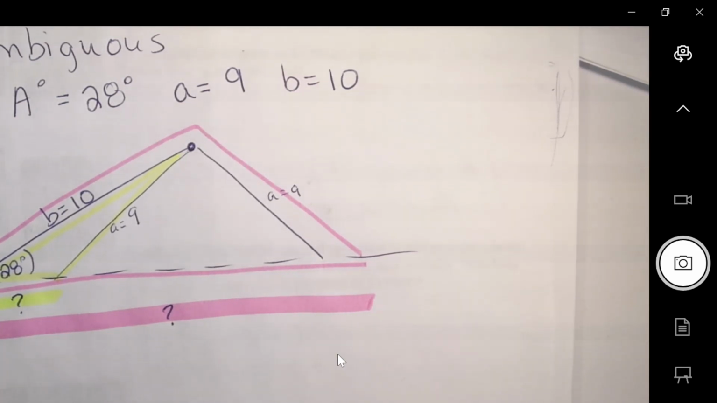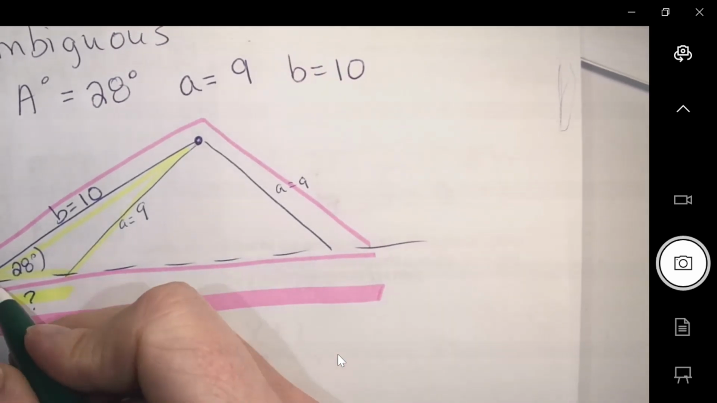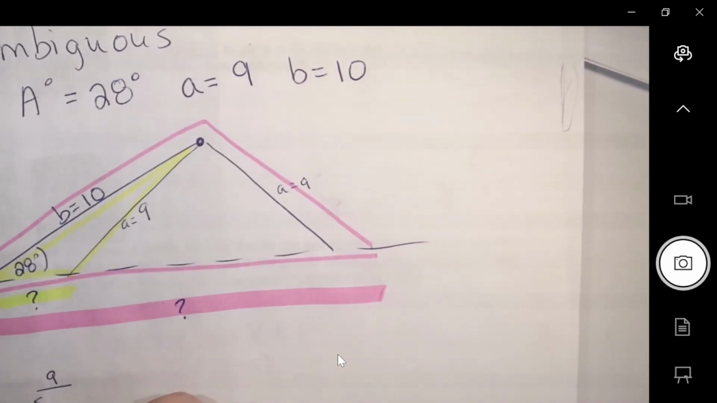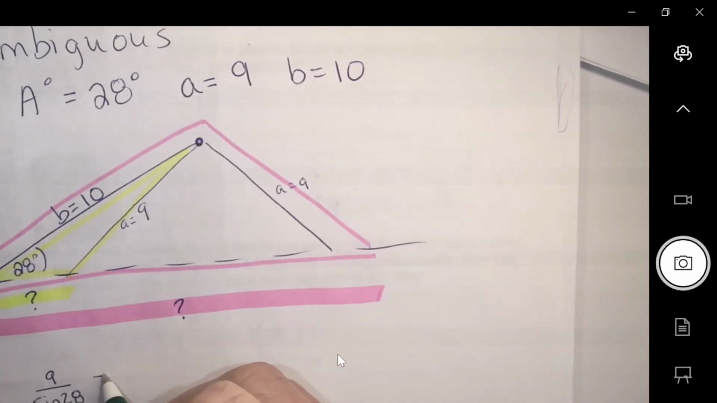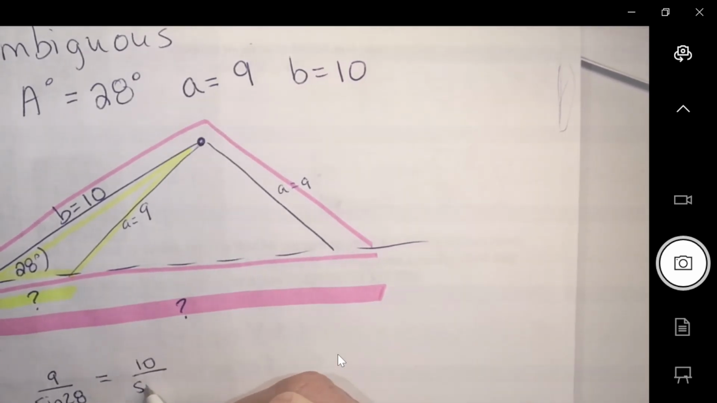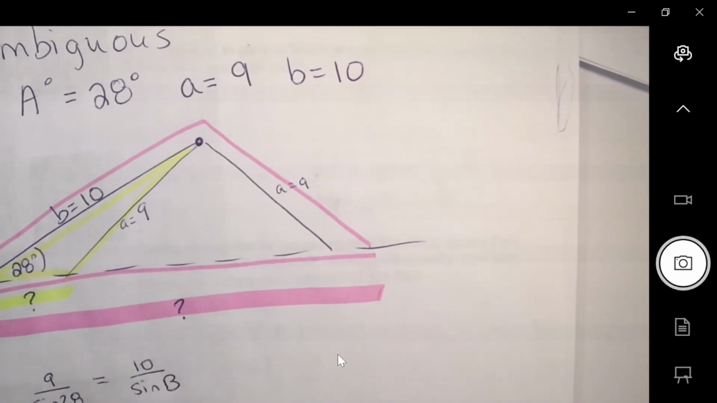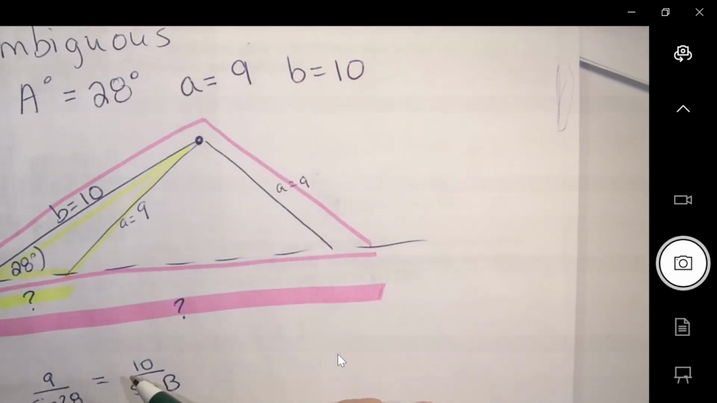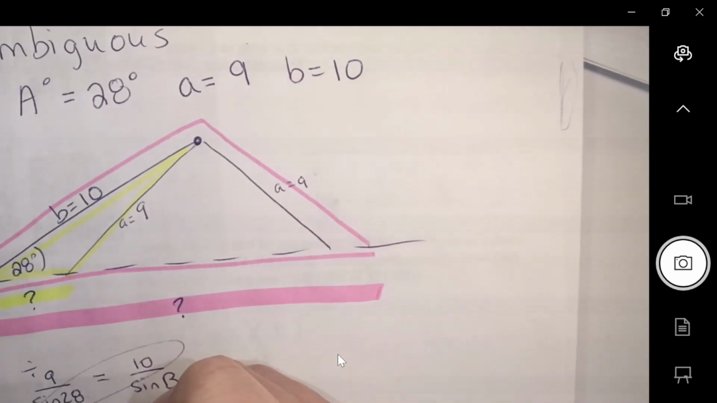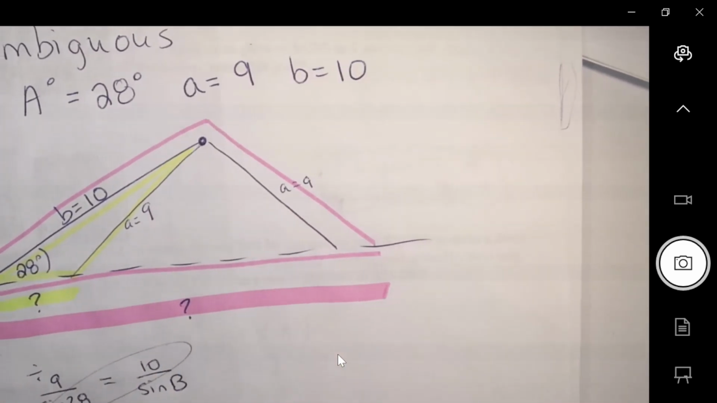So the question would be titled, find both possible values for side C. Okay, so here we go. 9 over sine 28 equals 10 over sine B. Those are the pairs. It's a sine pair. Times, divide, inverse are your steps.